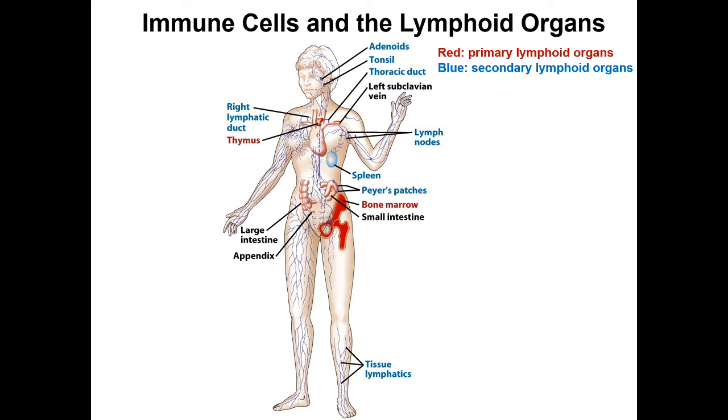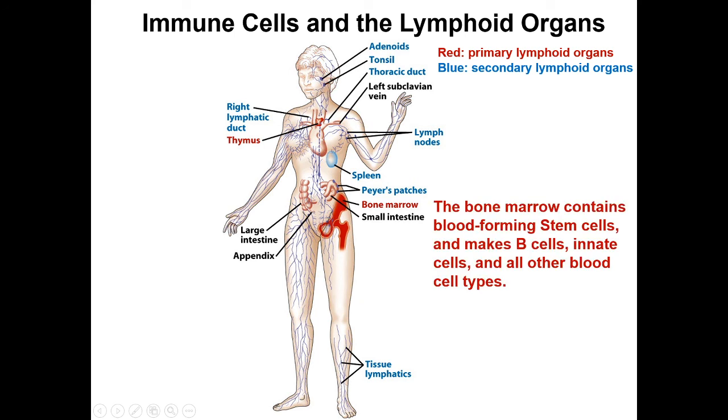So here you can see I mentioned two defined types of lymphoid organ. One is called primary lymphoid organ, which are in red color here in the image. You can see bone marrow and thymus, which are primary lymphoid organs. And secondary lymphoid organs in blue color; the major secondary lymphoid organs are the spleen and tonsil.